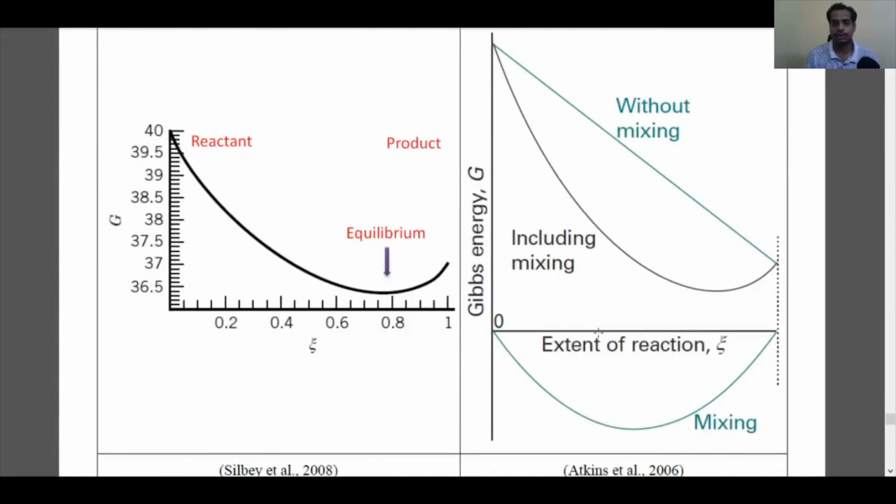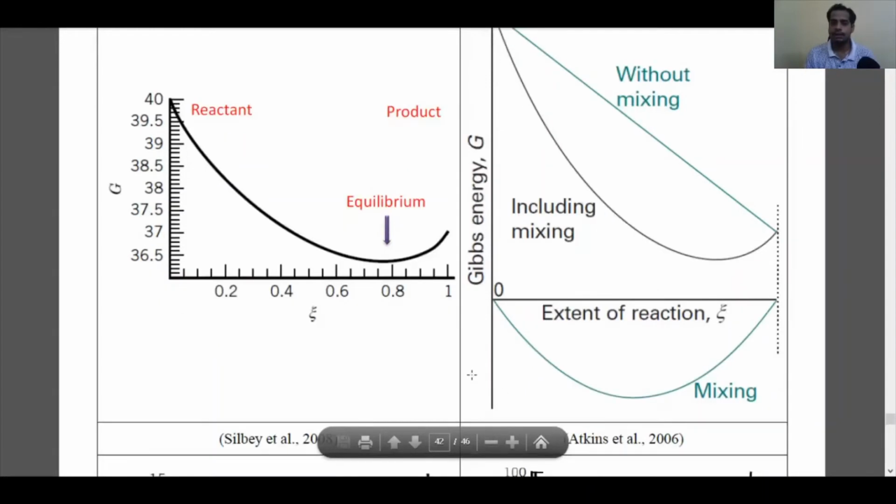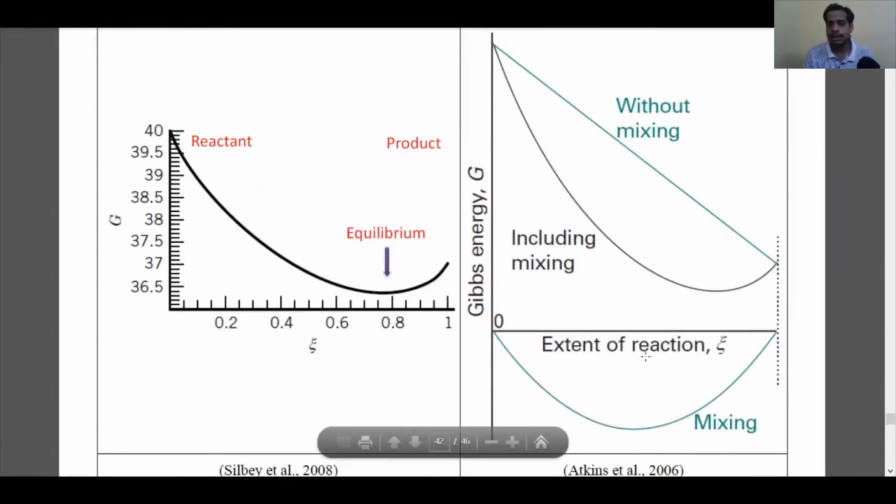So this is figure 7b, taken from Atkins' book. This is a plot of Gibbs energy against extent of reaction. Suppose the y-axis on the left hand side is pure reactant, and the y-axis at the right hand side is product. If there is no mixing, and only the first three terms are there, then Gibbs energy will decrease linearly. This blue graph is for without mixing. The first three terms contribute a linear decrease of Gibbs energy with extent of reaction.